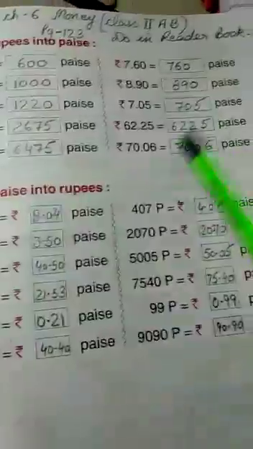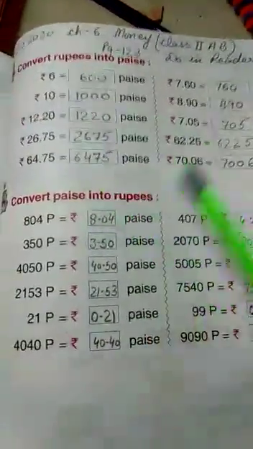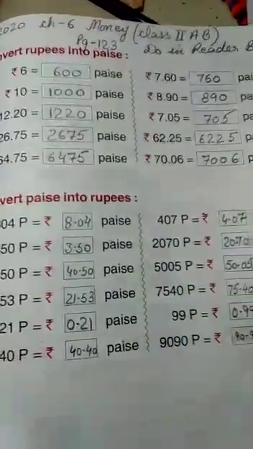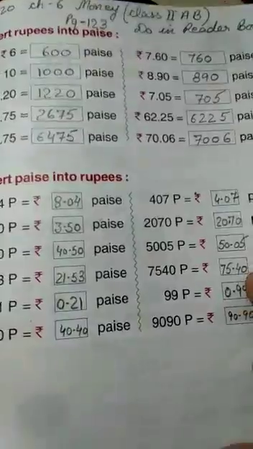Hope you all have understood this. Please write down very neatly on page number 123 of your maths reader. So this topic is over. Chapter 6 Money is over. Tomorrow we will take some other topic.